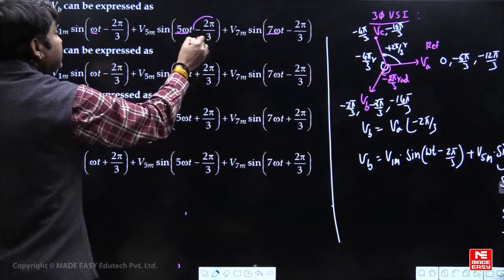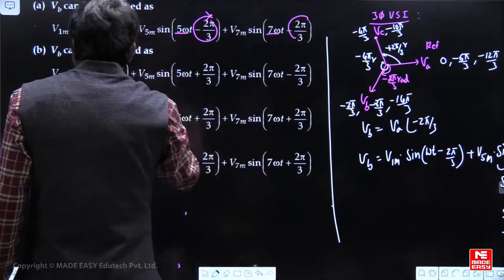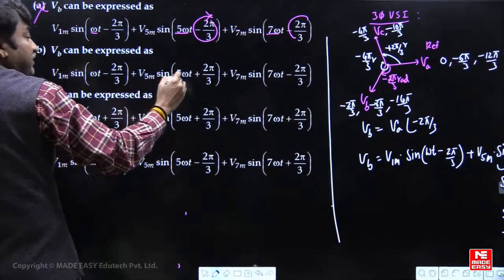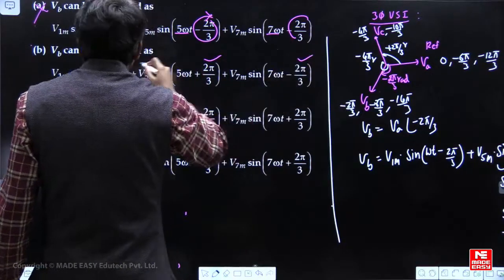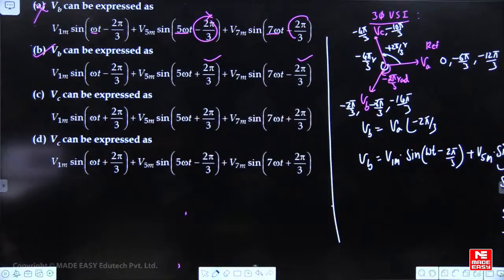You are given minus 2 pi by 3, wrong. This is also, okay, so this is wrong. A is wrong. B plus 2 pi by 3 minus 2 pi by 3. Yes, B is right. Dear students, option B is right. Okay, fine. Go through the next one.